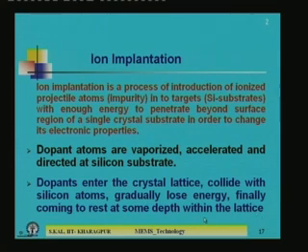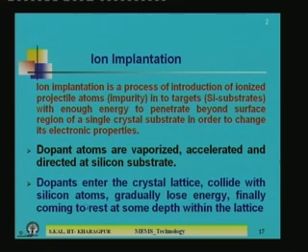So, now the next step is ion implantation. That is another technique by which you incorporate dopant in a controlled manner. Ion implantation is a process of introduction of ionized projectile atoms, which we call impurity, into targets, and the target here is the silicon substrate, with enough energy to penetrate beyond the surface region of a single crystal substrate in order to change its electronic properties. That is the definition of ion implantation.